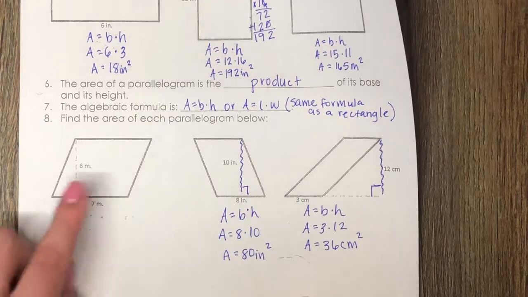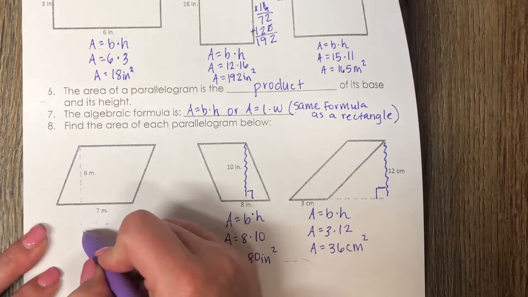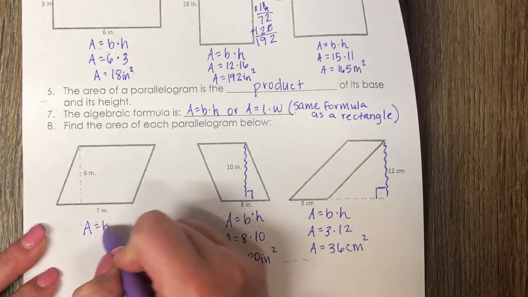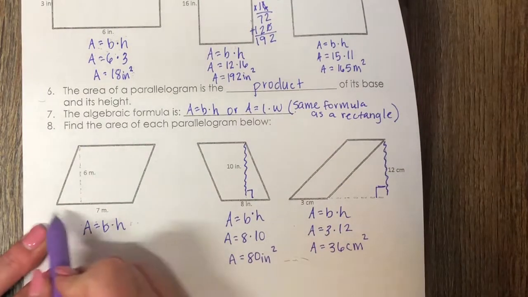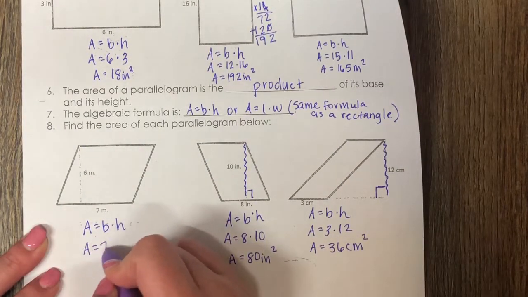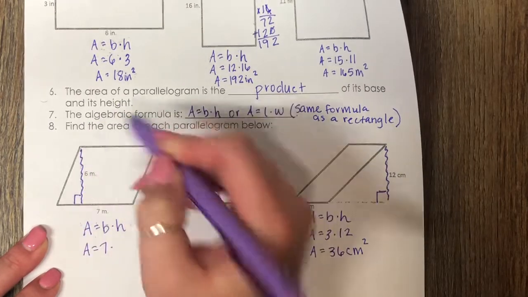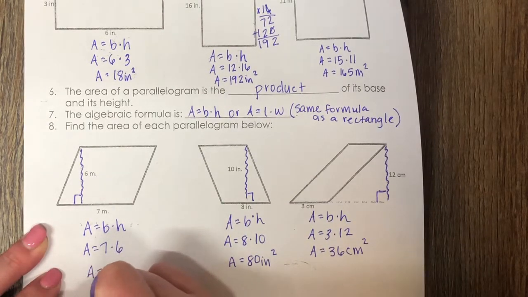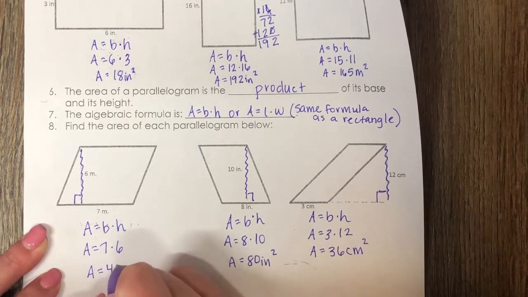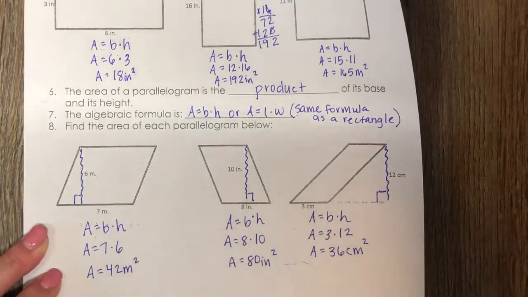All right, I want you to go ahead and try this one on your own. Okay, you should have gotten the formula to be area is base times height. Our base is 7. Our height is this dotted line because it hits perpendicularly, so it's 6. And then 7 times 6 is 42. It's meters, so meters squared.